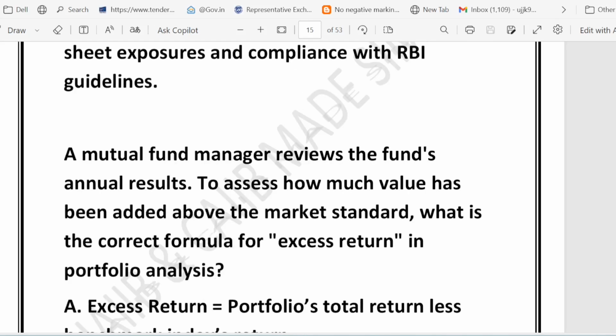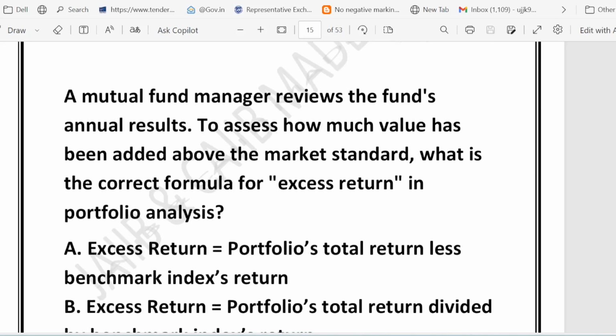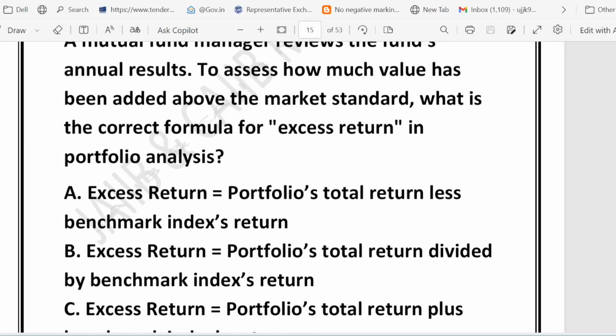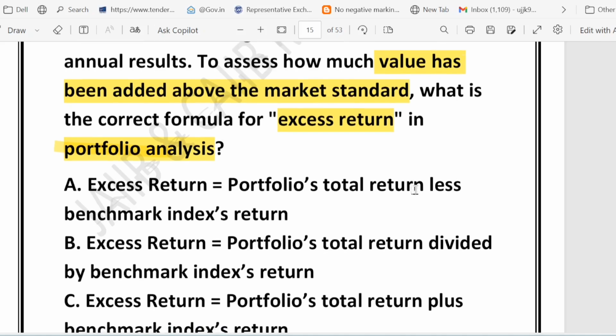So let's get started with our first question. This is regarding mutual fund returns. Very good question asked in the previous year. The question is, a mutual fund manager reviews the fund's annual result to assess how much value has been added above the market standard. See the keyword they have written: how much value has been added above the market standard. What is the correct formula for the excess return in portfolio analysis? So the question is asking you to tell the correct formula for excess return in portfolio analysis.